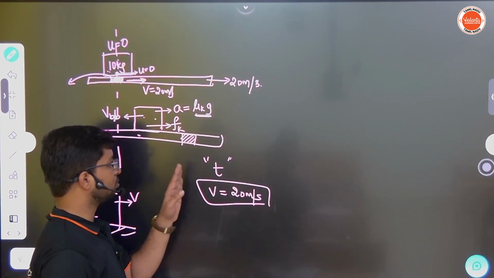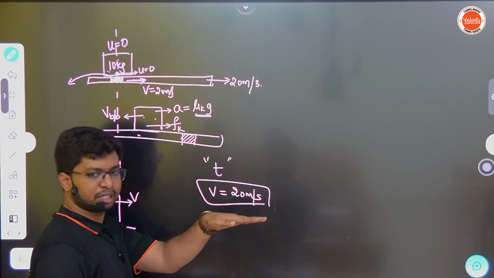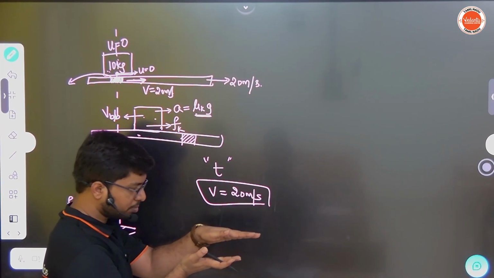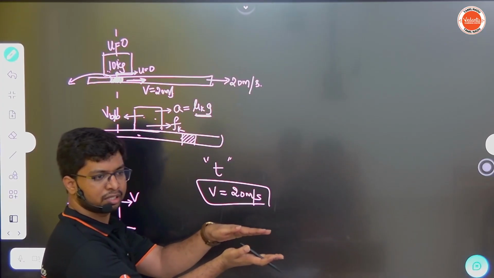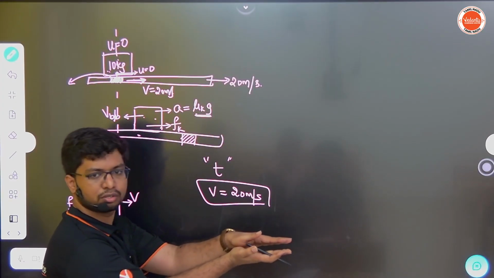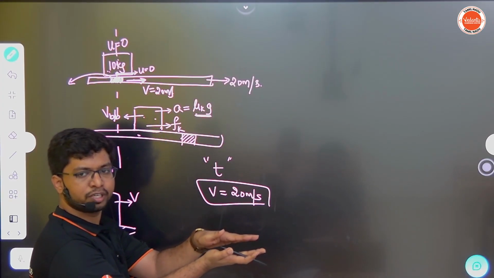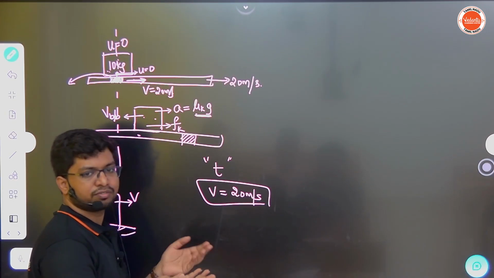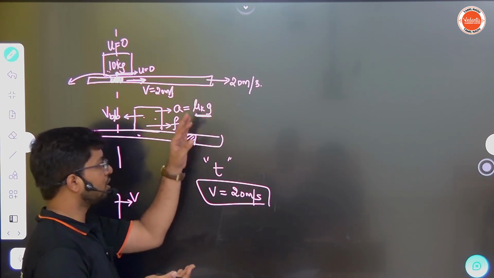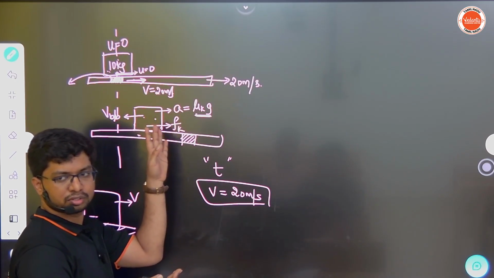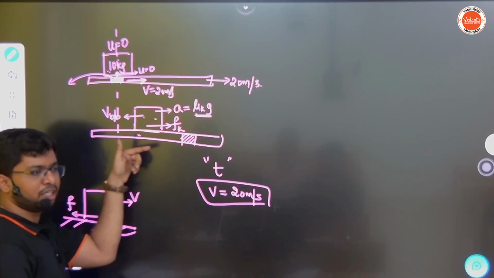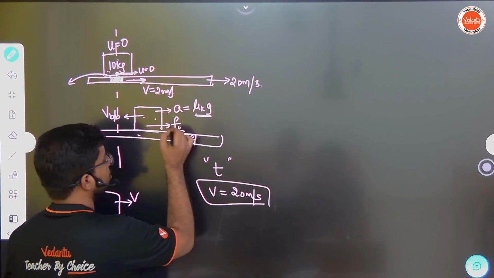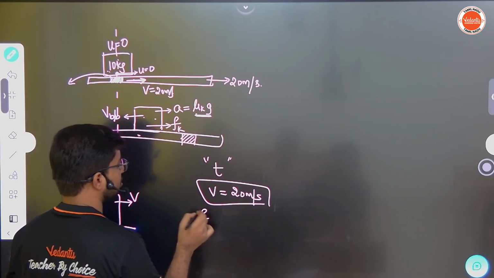And as soon as the block also attains 20 meter per second, this platform is also moving with 20 meter per second. So they both are now moving together. If both of them are moving together, then where is the question of friction here? Unless and until you apply any force on this one. Clear?